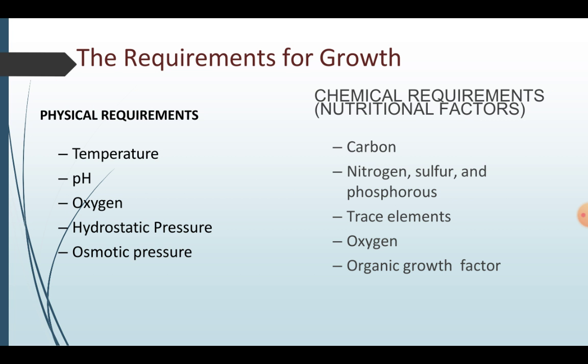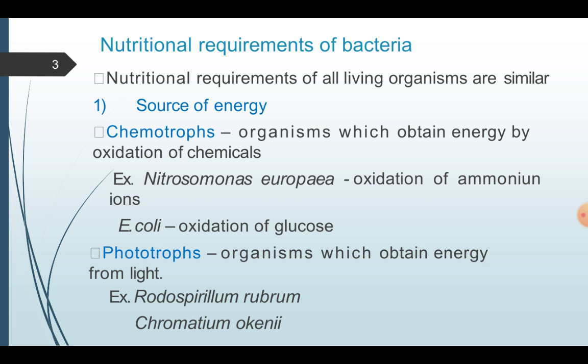The requirements for growth: physical requirements are temperature, pH, oxygen, hydrostatic pressure, and osmotic pressure. Chemical requirements for nutritional growth are carbon, nitrogen, sulfur, and phosphorus. Trace elements, oxygen, and organic growth factors are also needed. The nutritional requirements of bacteria: first, nutritional requirements of all living organisms are similar.